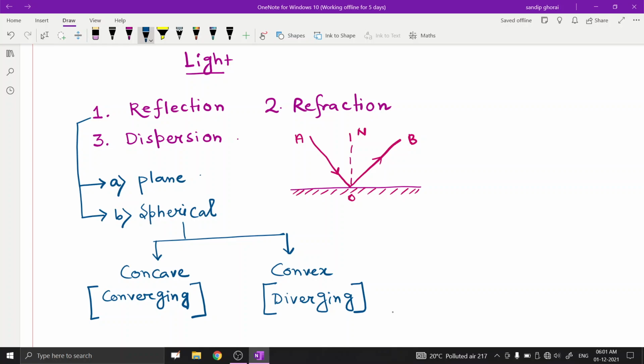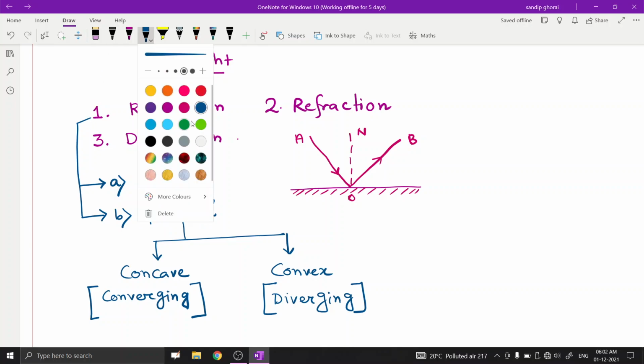And what is a convex mirror? For a convex mirror, when parallel light is incident on it, the rays diverge, and they appear to diverge from a point that is called the focus point. That is why a convex mirror is called a diverging mirror and a concave mirror is called a converging mirror. Also, you have to know the properties of images for different types of mirrors.